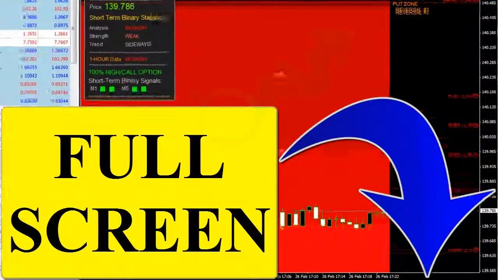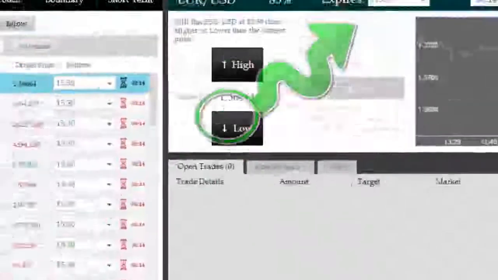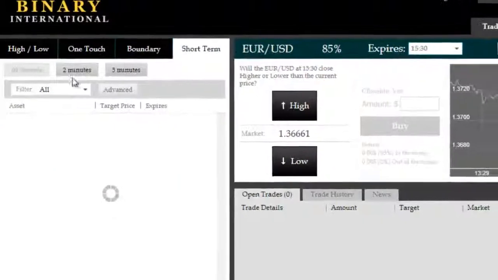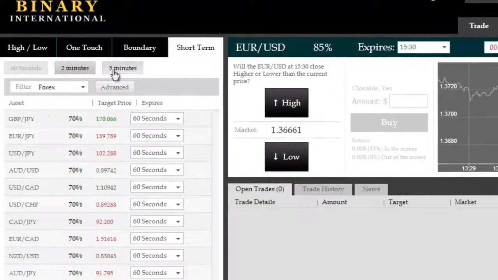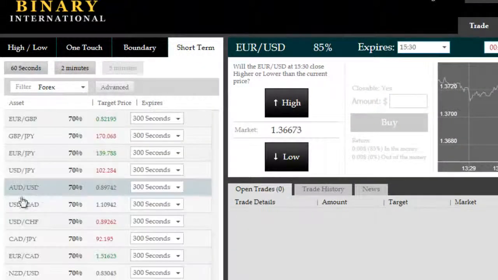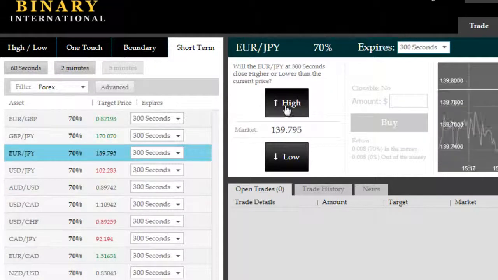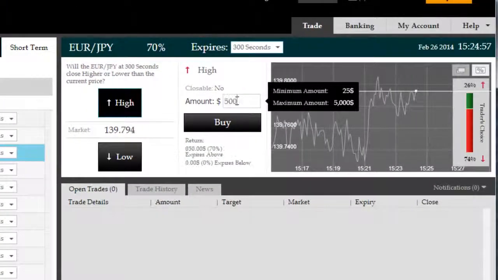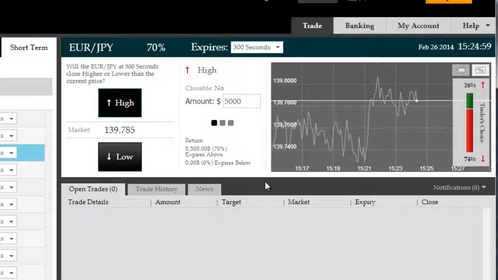Good afternoon. We're here on the Euro-Japanese Yen on the M1 timeframe, looking at a stall signal leading us to a 5-minute binary option on the Euro-Japanese Yen to go long, higher call, for a $5,000 investment. And I'll quickly go back to the chart shortly to show you why we took this trade.